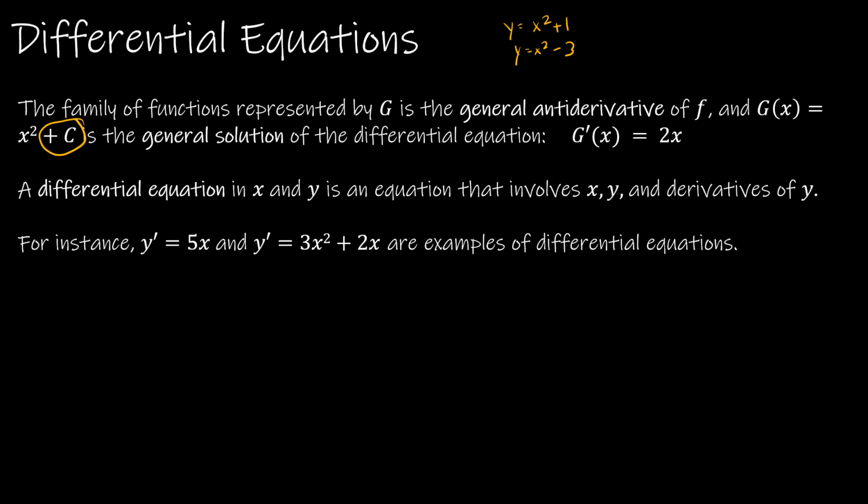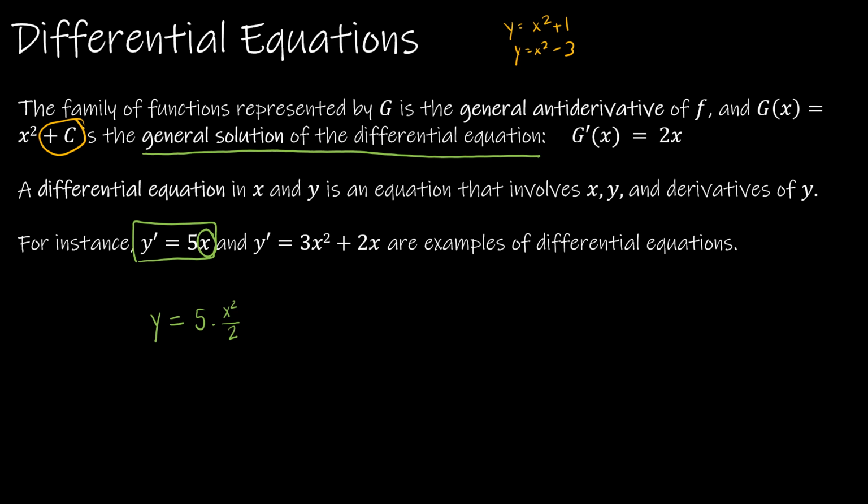That is what our family of functions would look like. When we write it with the plus C, it is called the general solution of a differential equation. A differential equation is just an equation that involves x, y, and derivatives of y. For instance, if we had y prime is equal to 5x, how would I find the antiderivative of that? We haven't learned any of these rules yet, but let's just take this 5 out for a second. If we think about x, the original function had to have x squared. If it was x squared over 2, that would make sense, right?